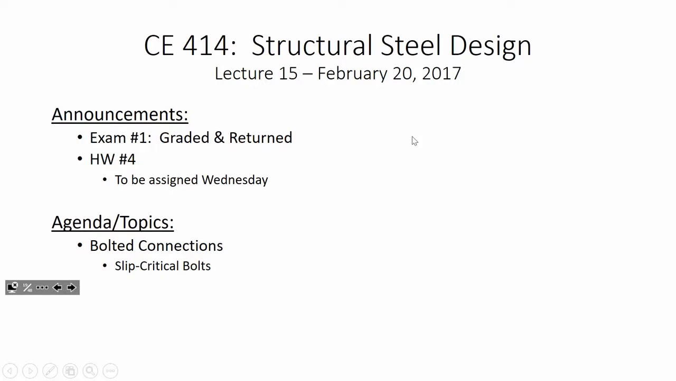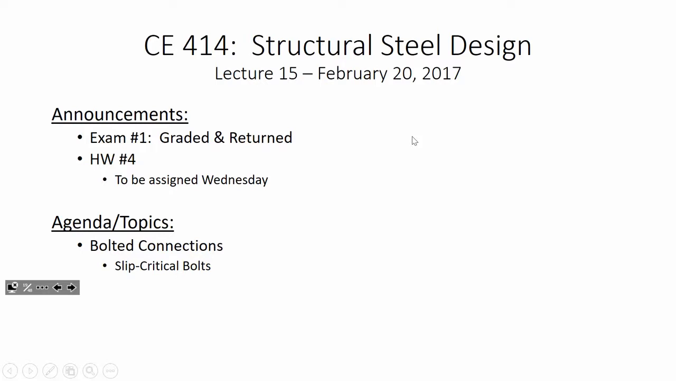We have two big topics that we need to discuss with bolts. One of them is slip critical bolts, which we'll talk about today, and the other is combined loading. What happens if you have a bolt that's seeing not only shear but tension as well? You got to be able to handle both. So that's what we're going to talk about for the next couple days.